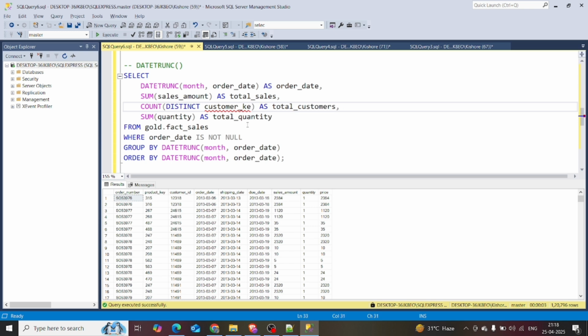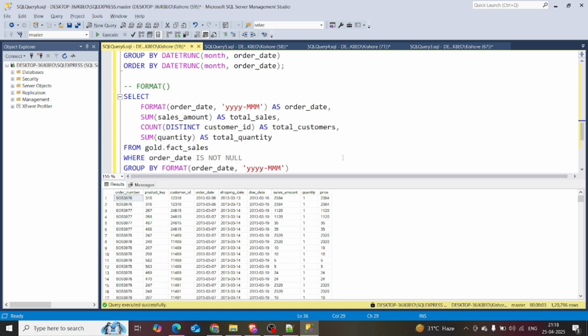Here also it is the same. We count the distinct customer IDs as total customers and sum the quantity as total quantity from the gold fact sales, where the order date is not null. We group by DATETRUNC of month on order date, and order by the same; the default is ascending.